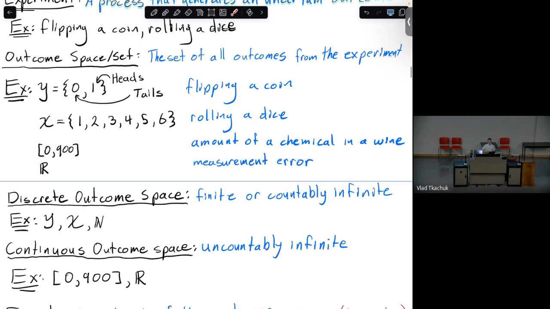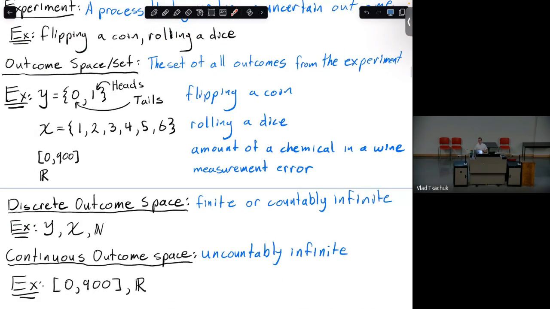And then here is where the countably and uncountably infinite thing comes up, because we're going to have to distinguish between this notion of discrete and continuous outcome spaces. And why do we do this? Because there's going to be these things called discrete and continuous random variables, which are related to this.